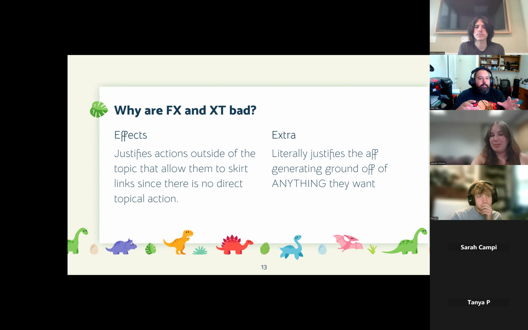The reason that effects topicality is uniquely bad is because it justifies actions outside of the topic that allow them to skirt links since there's no direct topical action. Your disad, if you're writing a disad in general, is probably going to have a specific link that the topical mechanism, i.e. ending arms sales, causes some bad thing to happen. But if they get layers of obfuscation where they do something that causes something that causes something that causes something that then gets rid of arms sales, like perception links, etc., those things go out the window because we're not doing the thing that they said would be perceived in this way.